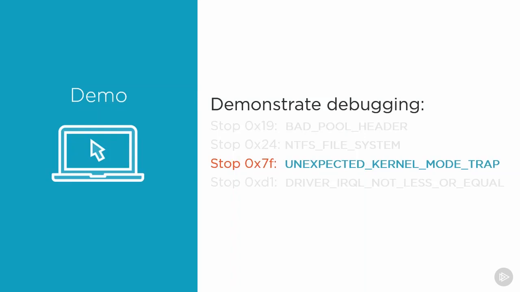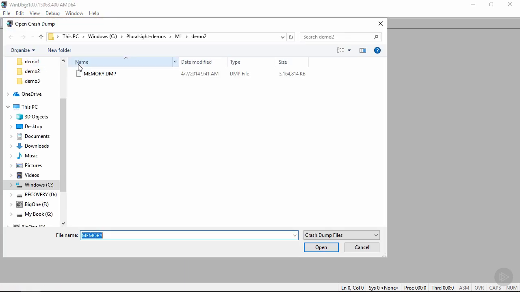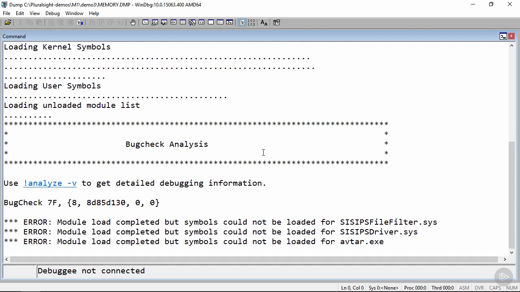So let's go ahead and proceed with the next crash. It's a stop 7F, or an unexpected kernel mode trap. Once again, let's go ahead and bring up the debugger, and we'll go ahead and load up the crash dump, choosing demo 3, and it quickly fills up the debugger.